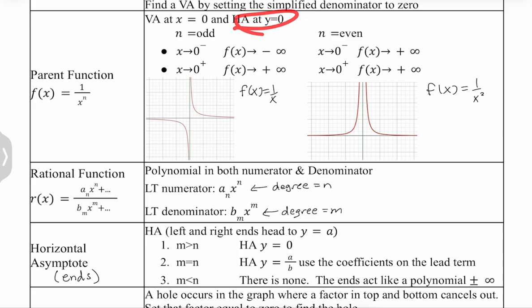And where did our ends head? We're talking about this end and this end, this end and this end. What did they always head toward? 0. So that is the left end and right end behavior of a rational function whose degree in the denominator is more: it always heads to 0. You just have to know that. You just have to memorize that rule, okay?